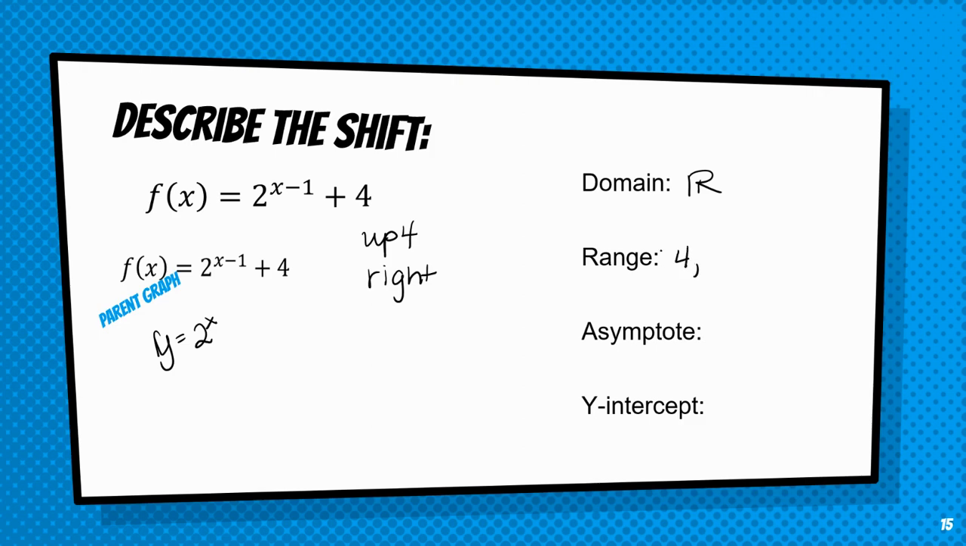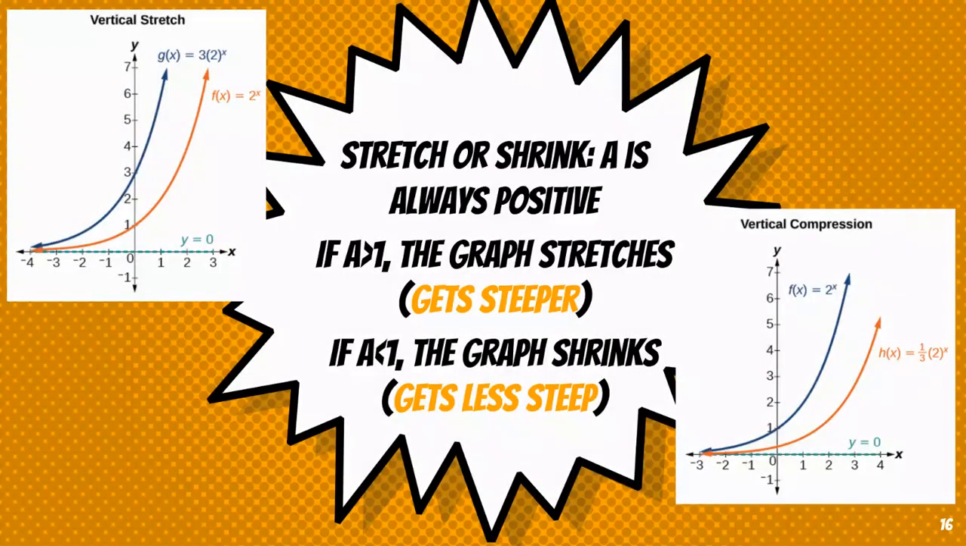So instead of being 0 to infinity, it's 4 to infinity, which means that the asymptote is at y equals 4. And then the y-intercept, which remember was at (0, 1), has moved up 4 to be at (0, 5). Okay? I hope we're starting to get the hang of this.